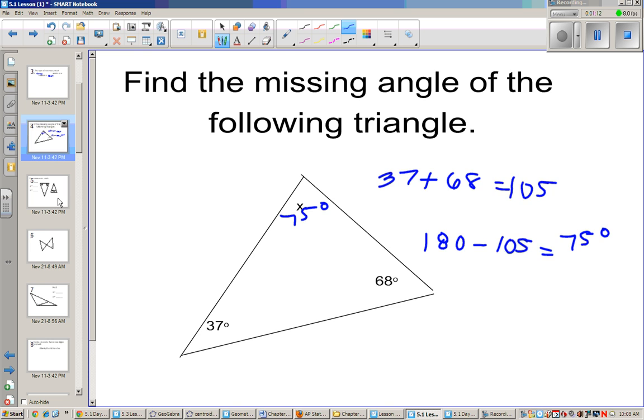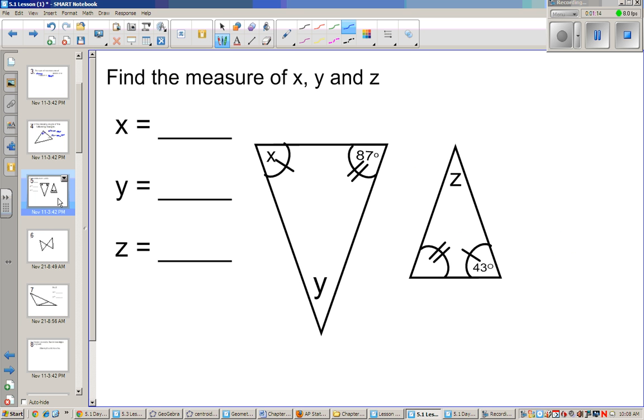So the main concept we're using is that the angles in a triangle have to add to 180 degrees. The next example looks at two triangles, and this goes back to, do you know what these symbols mean? So I want you to pause the video and see if you can find what x, y, and z are, and then come back and check your answers.